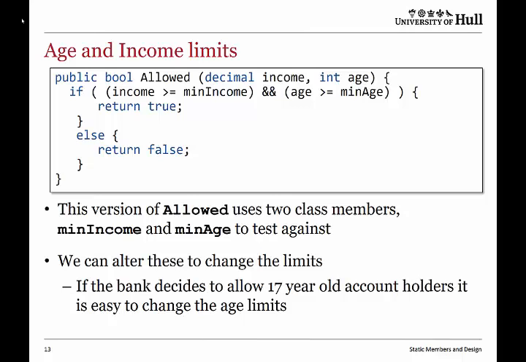So I want to have this. If the income is bigger than or equal to minimum income and the age is bigger than or equal to minimum age, then do your stuff. Now, I've got 2 new variables just appeared, min income and min age. I can make a couple of values that hold variables to hold those things.